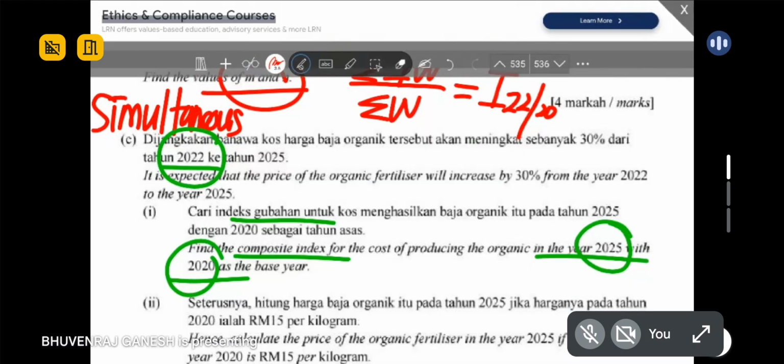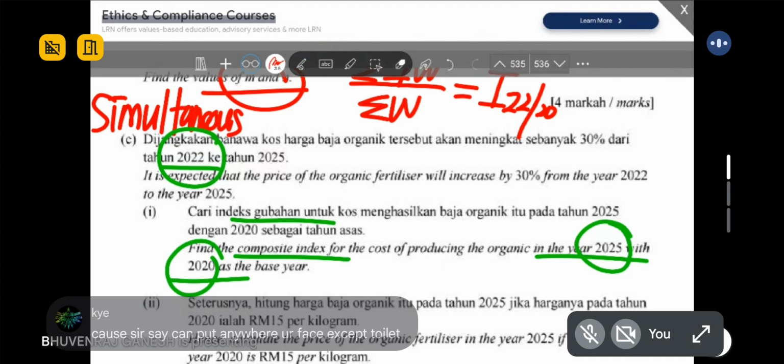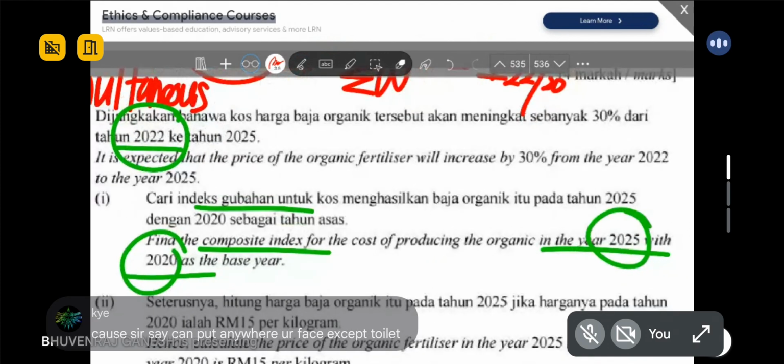Okay, so 2020, 2022, 2025, 3 years. So whenever it is 3 years, guys, you must use the concept of chain rule.